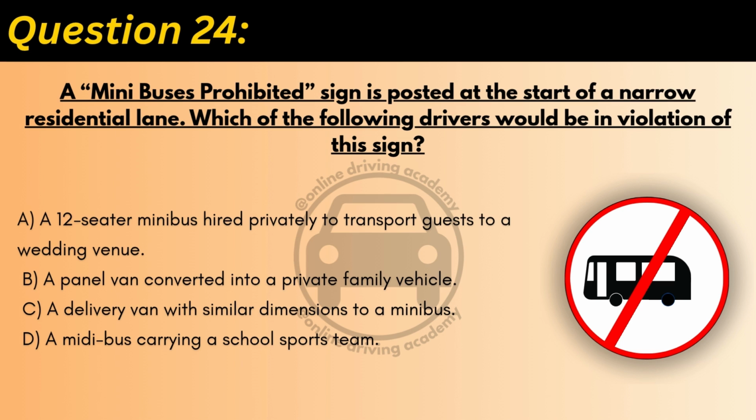Is it option C, a delivery van with similar dimensions to a minibus? Or is it option D, a minibus carrying a school sports team? So now the sign is only going to prohibit minibuses, right? Now straight away from our four options, we can see that option A is going to mention a 12-seater minibus, right? So automatically option A is going to be a correct answer. Options B, C and D are all going to be incorrect because obviously they do not meet the legal classification of a minibus.